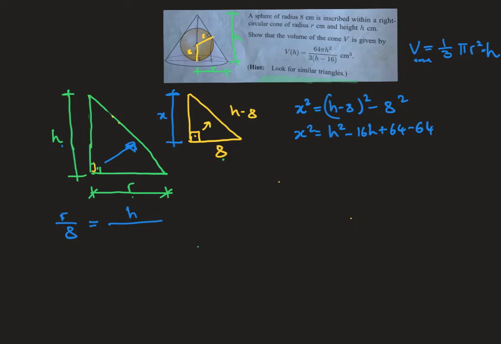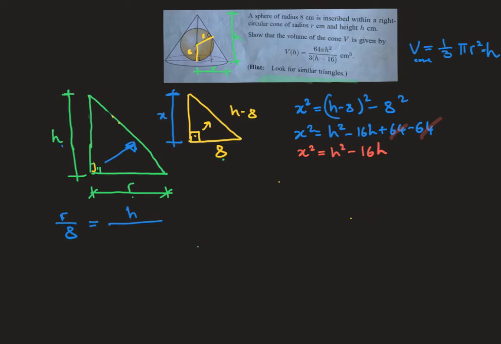This is a beautiful cancellation, that is gone. And then we are back to x squared equals h squared take away 16h. I think I can talk a little bit faster than this. Trying to be funny.